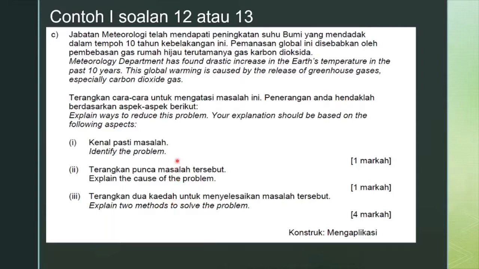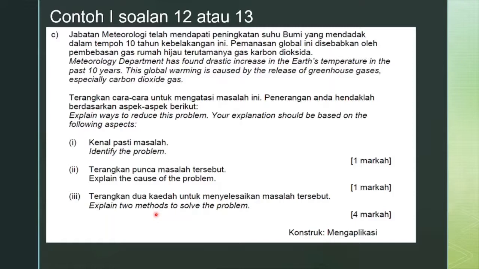Alright. So, the question required us to explain based on the 3 aspects below. The first aspect is identify the problem that will be given 1 mark. And then explain the cause of the problem, also 1 mark. And the third aspect, explain 2 methods to solve the problem. So, it means that we see these aspects will be given 4 marks. It means that the 1 method will be given 2 marks.